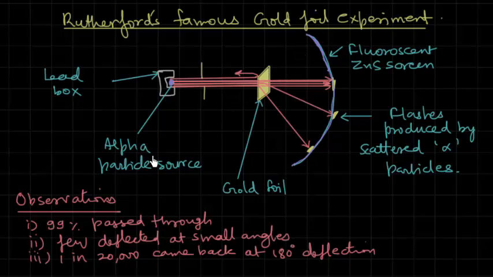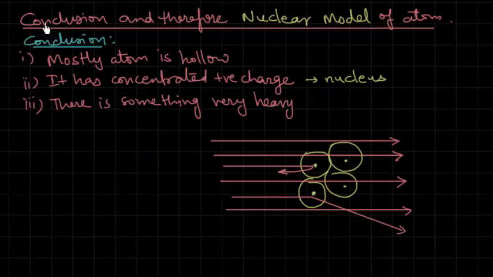Let's note down the observations from his gold foil experiment. About 99% passed through, a few deflected at small angles, and 1 in 20,000, very few, came back at almost 180 degree deflection. Now we will discuss what conclusions Rutherford drew from all these observations, and therefore the nuclear model of the atom. In this slide we will discuss the conclusions, and in the next slide we will discuss the model which Rutherford proposed based on his conclusions.